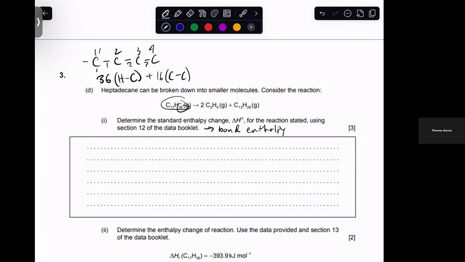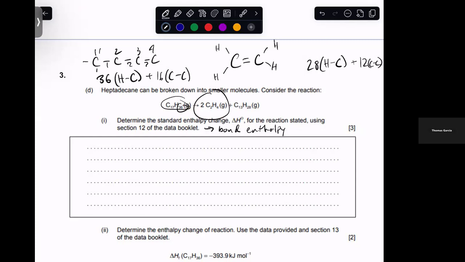Next, for our other products, C2H4, there's only one way to draw that. And for C13H28, we're going to follow the exact same pattern we did with heptadecane, C17H36. That's going to be 28 hydrogen carbon bonds, and that's going to be 12 carbon-carbon bonds. All right. So to determine the standard enthalpy change for the reaction using section 12.